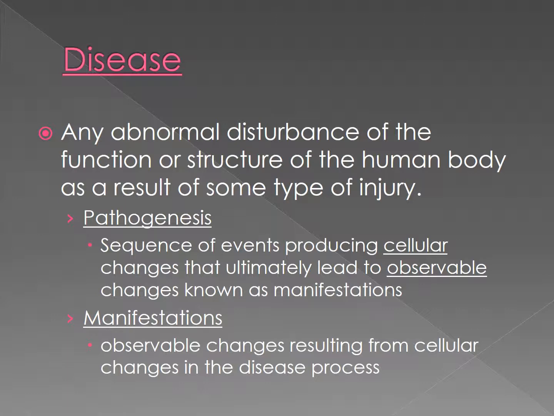So when you think of manifestations, think of those things we can see. Observable changes resulting from cellular changes in the disease process. It's much like our image formation in radiography. We have a latent image that's contained in our imaging cassette, whether it's CR or film screen, and when we develop it so that we can see it, it's referred to as the manifest image. So hopefully that will help you remember these terms.